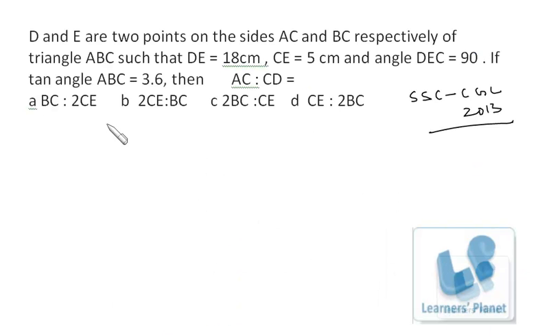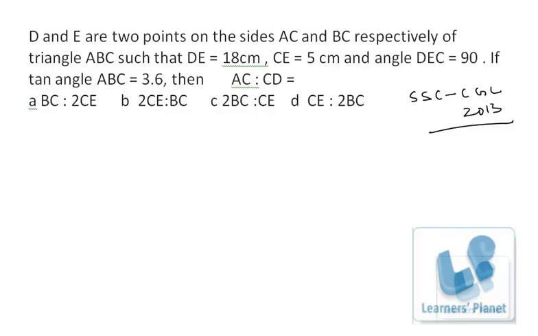Now let's try this problem of geometry from SSC CGL 2013 paper. D and E are 2 points on the side AC and BC respectively of a triangle ABC such that DE is 18 cm, CE is 5 and angle DEC is 90. If tan angle ABC is 3.6, then AC is to CD is what?